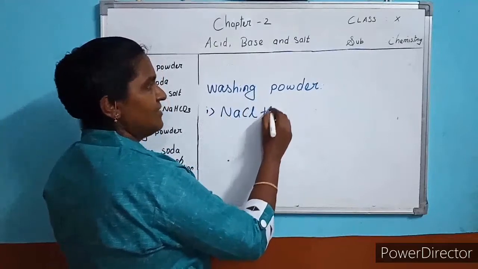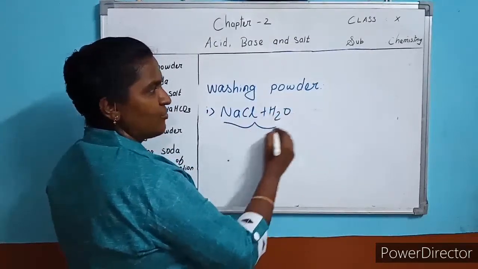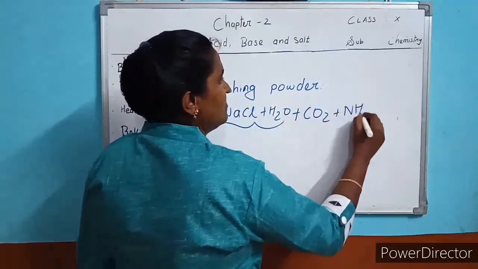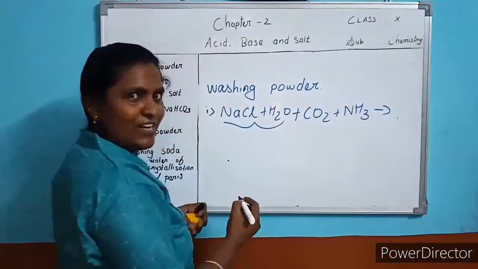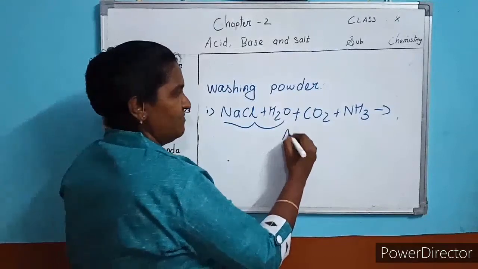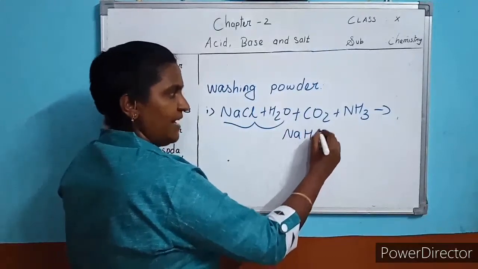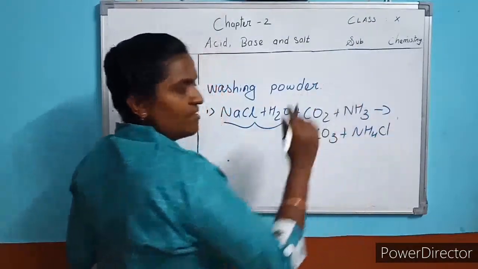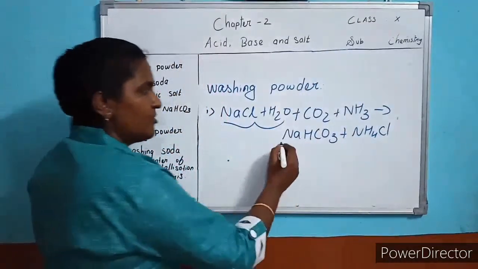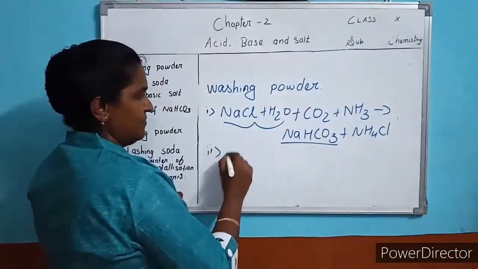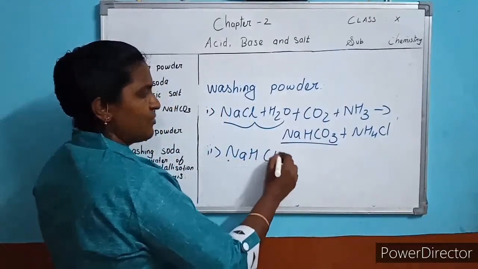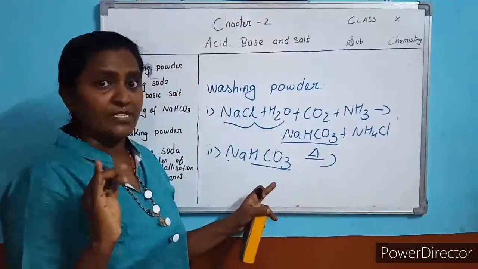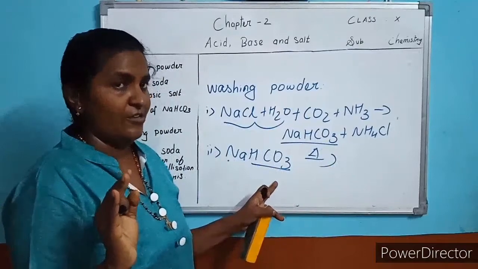First step is sodium chloride with the water. This is called brine solution. And when you add carbon dioxide gas and ammonia, you will get baking soda, sodium bicarbonate, plus ammonium chloride salt. Second step, on heating sodium bicarbonate, you get 3 products: salt, water and carbon dioxide.